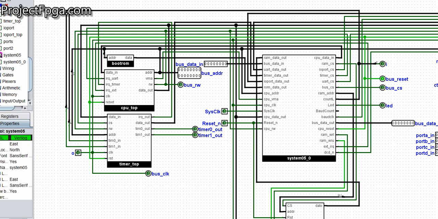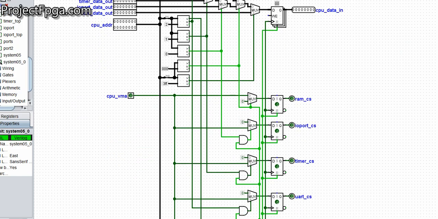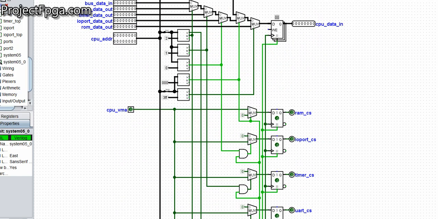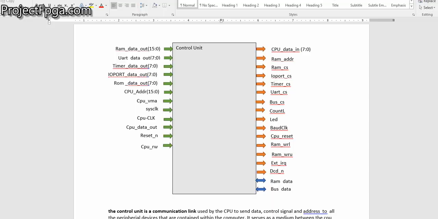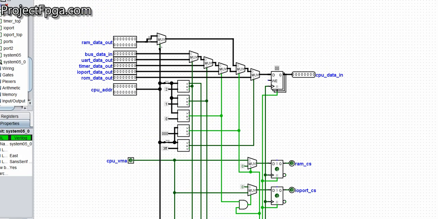So this is what the control unit looks like. Just a bit long, but they simplify the circuit to something like this, where these are all the inputs, these are all the outputs. So from here I'll just explain briefly certain things here.